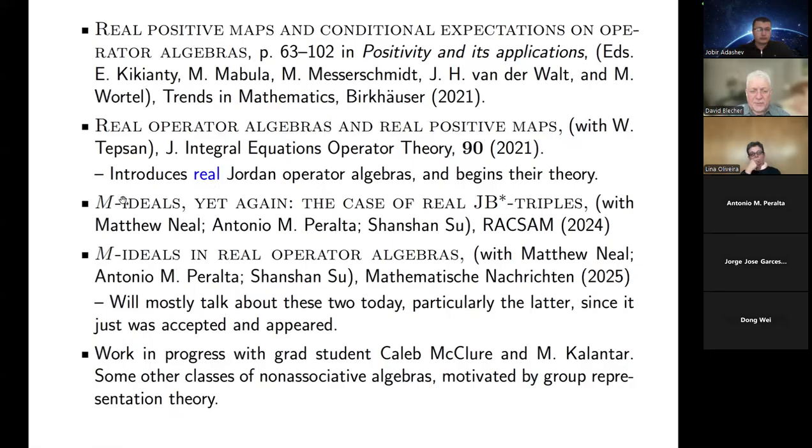And then we come to a pair of papers, one of which I'll be spending most of the time talking about today. The first one, with Matt, Antonio, and Shanshan, appeared in Raksam. And the second one was just accepted maybe last week. I think it is just accepted and has already appeared. I guess things happen very quickly after acceptance these days, it seems. So that one just appeared a few days ago.